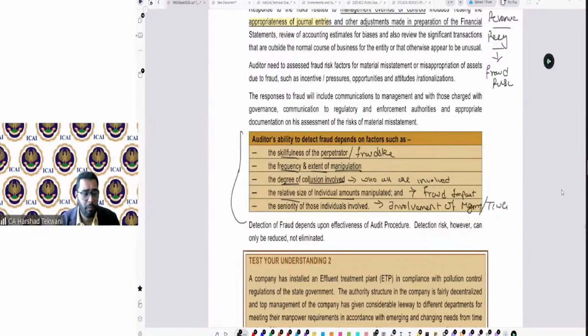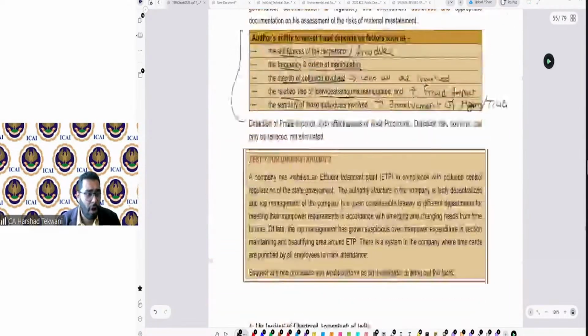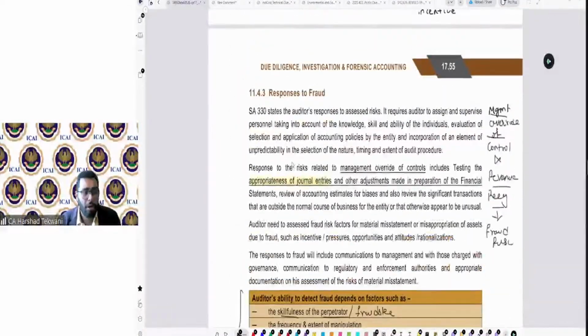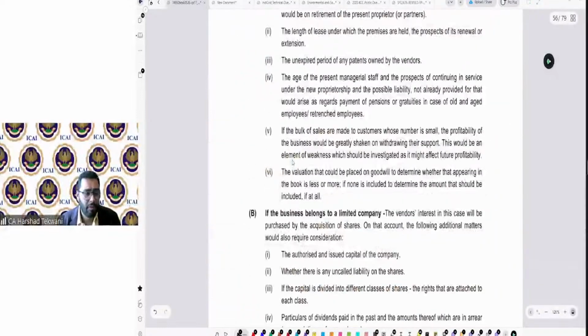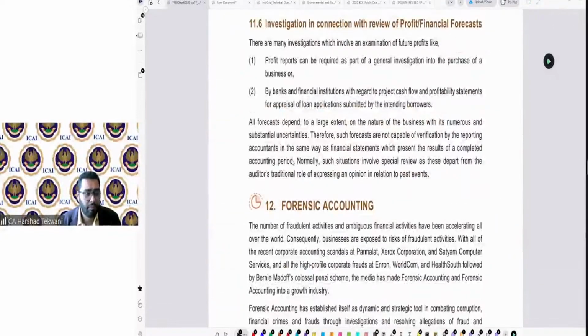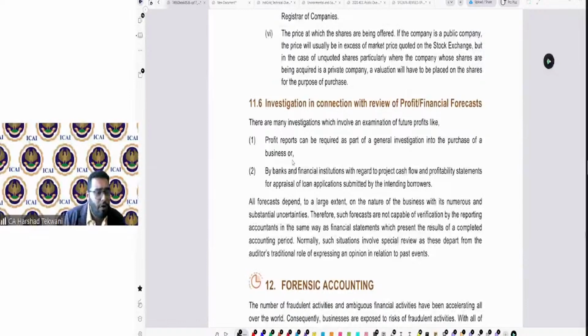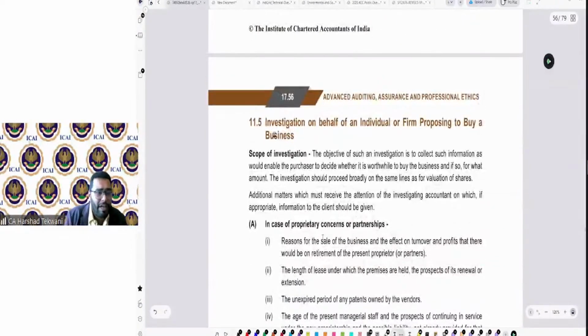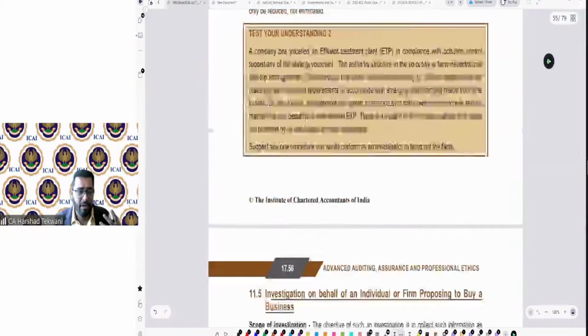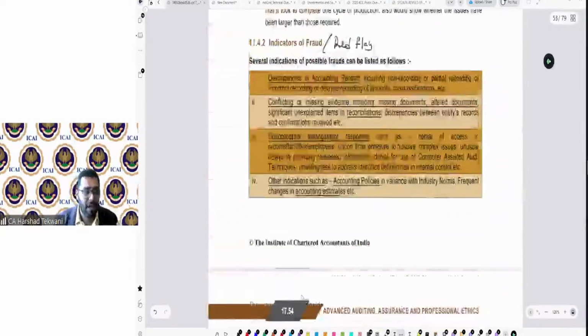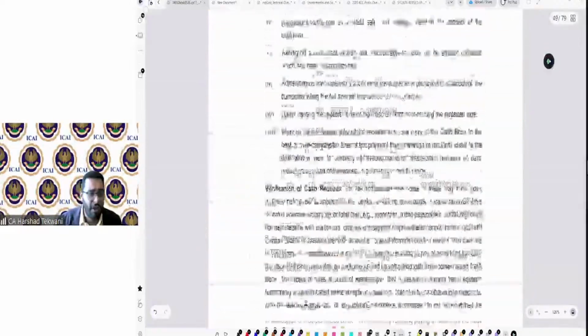Any doubts with respect to fraud investigation and identification? There are various kinds of fraud investigations given. Investigation in connection with the review of a financial or profit forecast. Investigation on behalf of an individual or firm proposing to buy a business. Other than fraud investigation, there are various kinds of investigations already given.